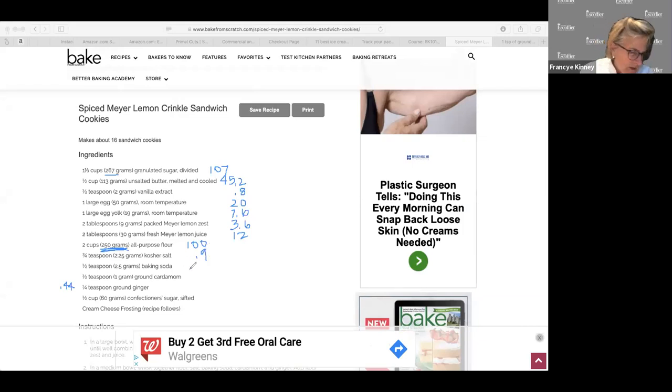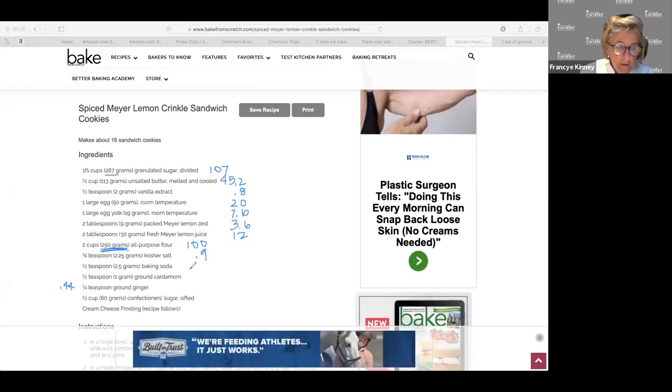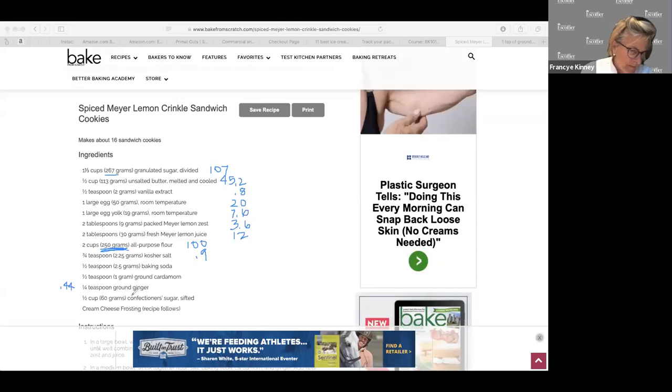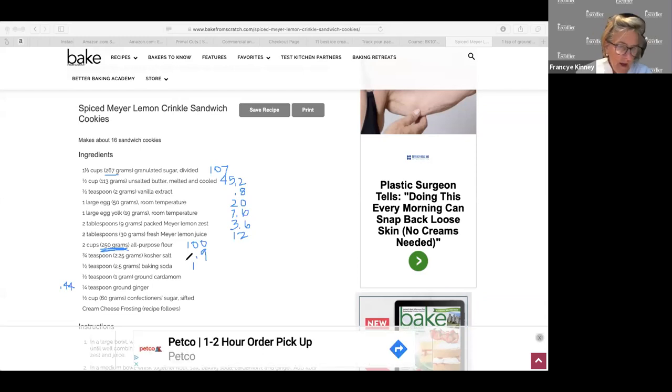And did I do that right? Yeah, okay. So now we have 2.5 grams of baking soda that we will divide by 250, and we will multiply that by 100, and we'll get, wait a minute. Yep, so we get 1%. And then our ground cardamom is 1 gram divided by 250 times 100, and we'll get 0.4.